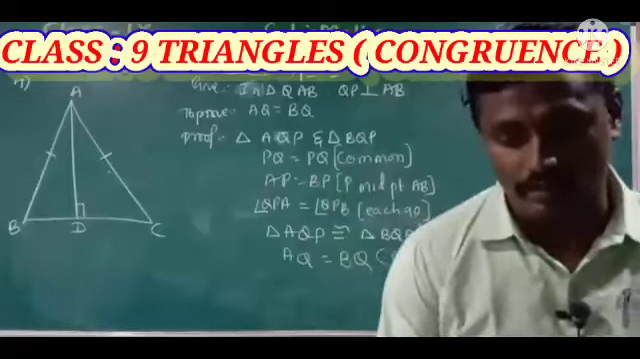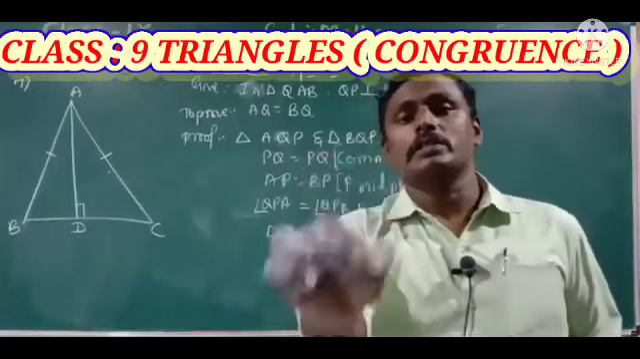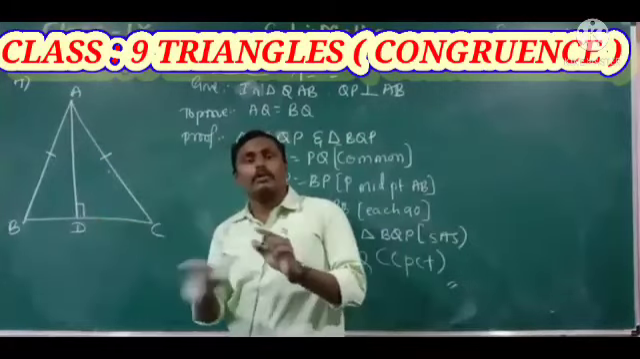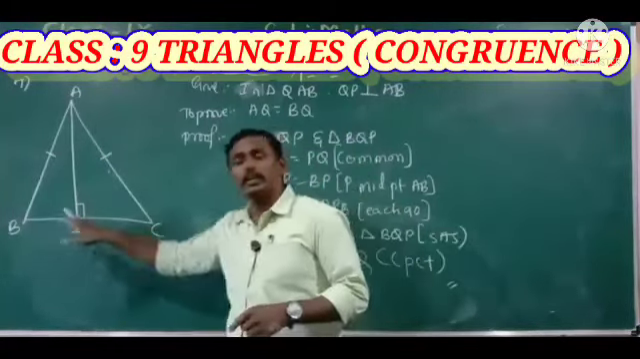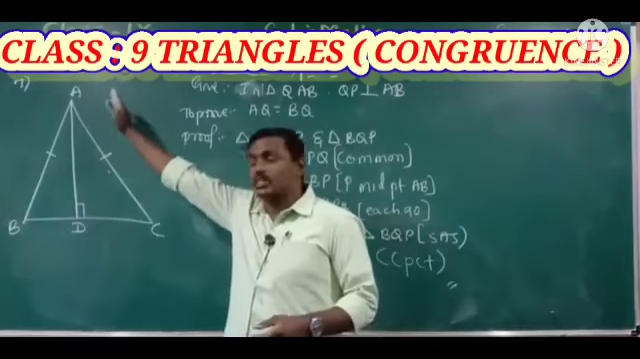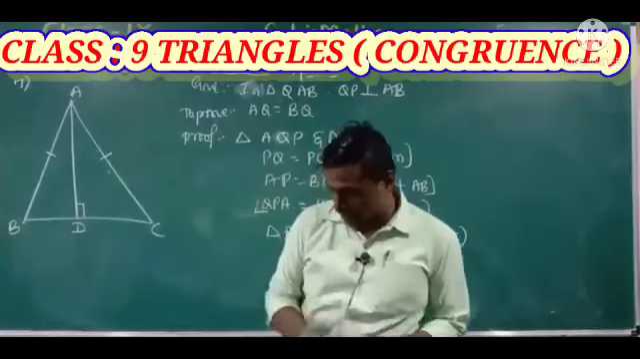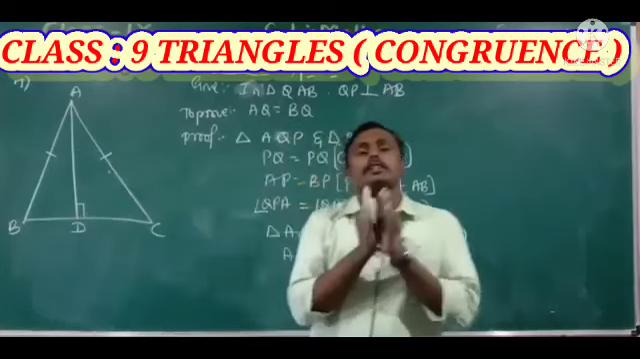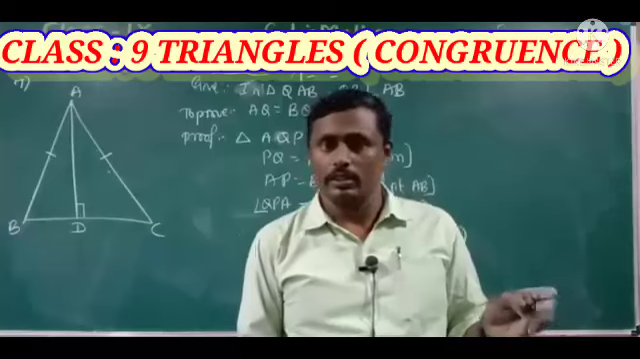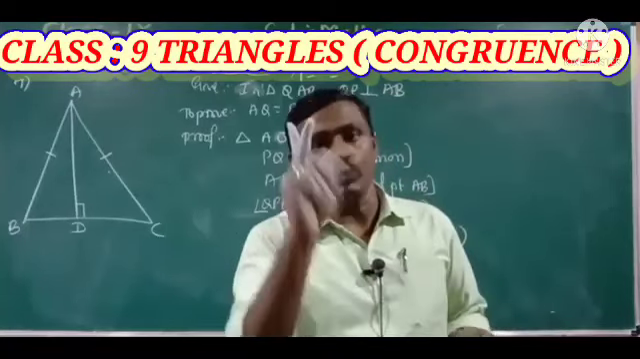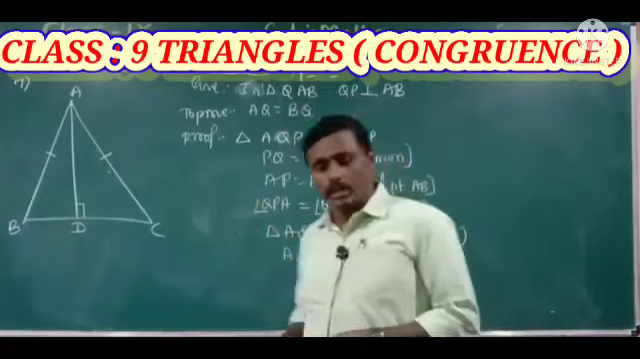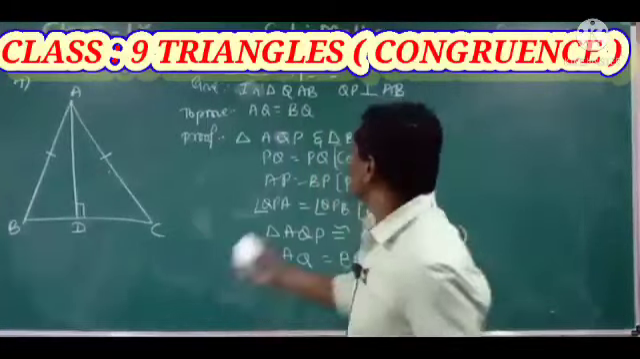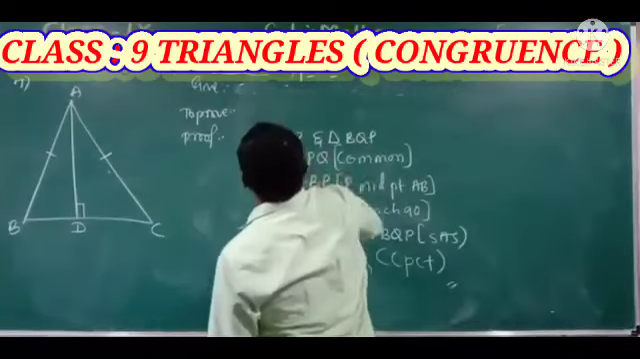So what is the difference between median and altitude? Altitude is the line which is perpendicular to the opposite side of the triangle. The line drawn from the opposite vertex to the opposite side of the triangle is the altitude, which is always perpendicular, but median means the line which divides the triangle into two equal parts. Clear? Median divides the triangle into two equal parts, whereas altitude is always perpendicular. Now, first write the given data. What are the given data here?